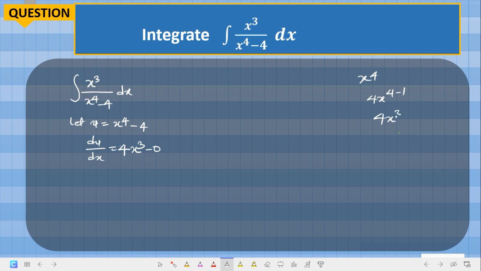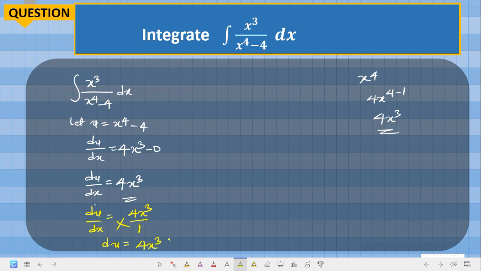which is 4s raised to the power of 3. So minus 0. So du over ds is 4s raised to the power of 3. Now, to make ds the subject of the formula, what do we do? We say since du over ds is equal to 4s raised to the power of 3, this will be over 1, cross multiply. 1 times du is equal to 4s raised to the power of 3 times ds.